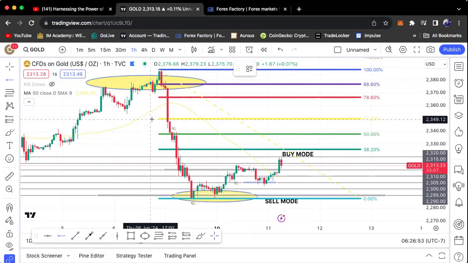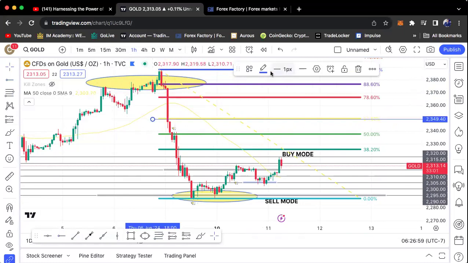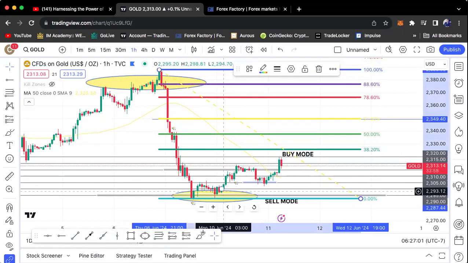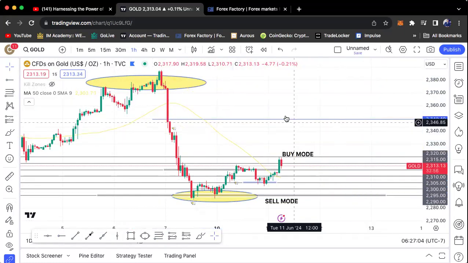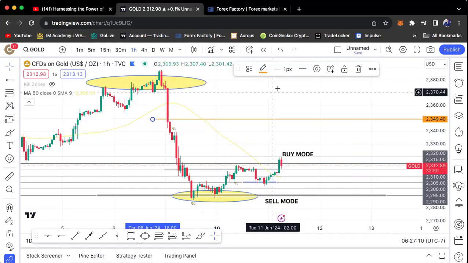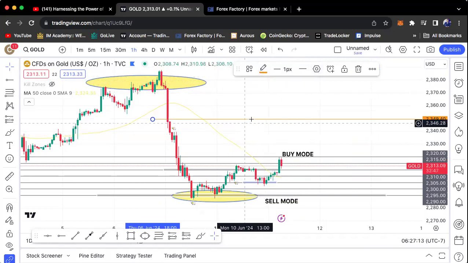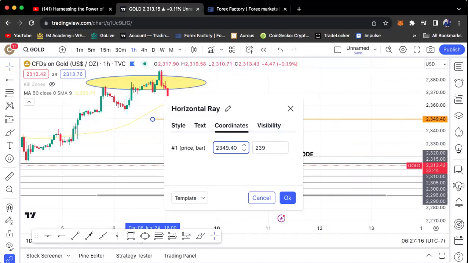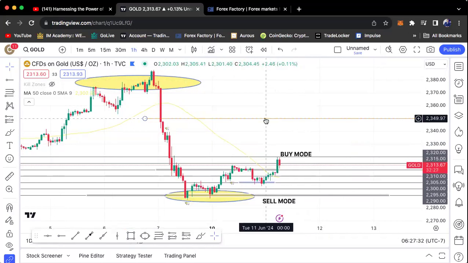So I'm actually going to draw the 61.8. I'm just going to draw my horizontal line here. It's actually 2350, because price could potentially shoot up here. So the Fibonacci are levels, say levels of potential retracement in the market. That's what it is. $23.50. Boom. This is my 61.8.